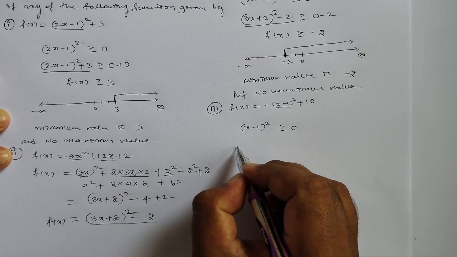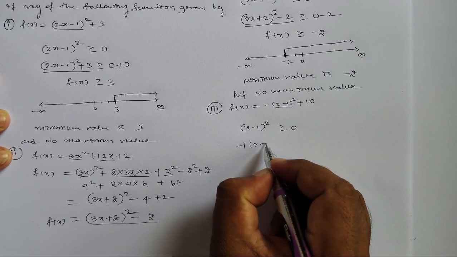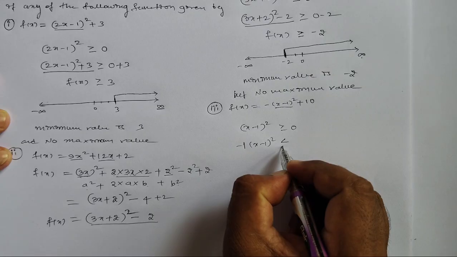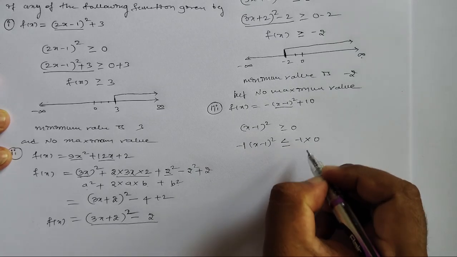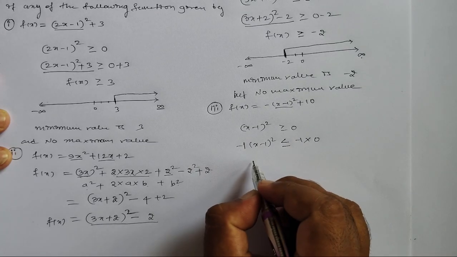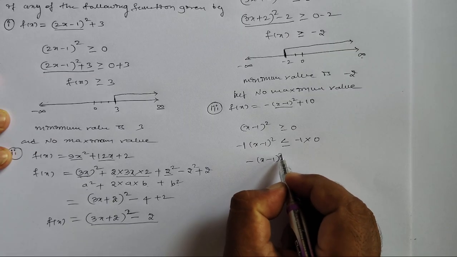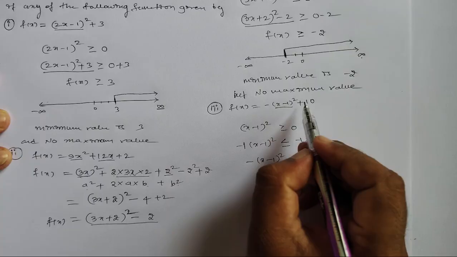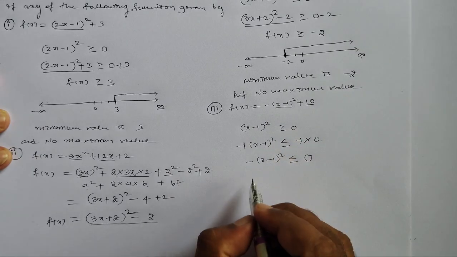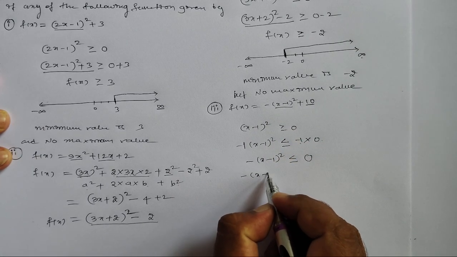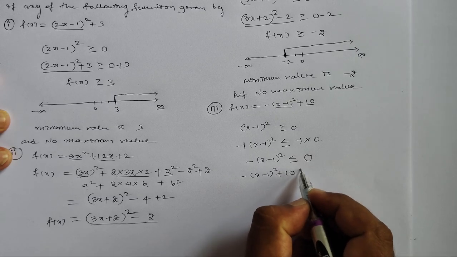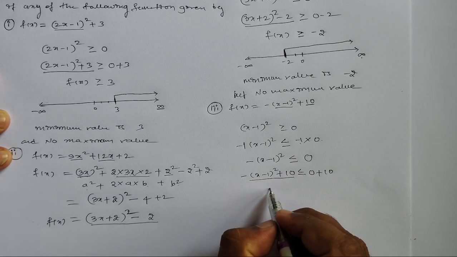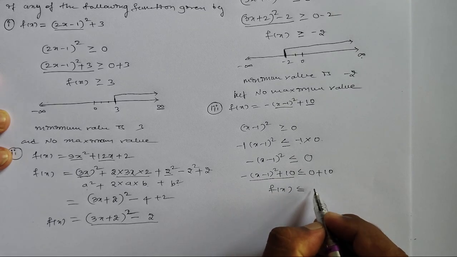So I will multiply by minus 1 on both sides: minus 1 into x minus 1 whole square. The inequality changes. Greater than or equal to 0 becomes less than or equal to 0. Minus 1 into 0 is 0. So minus x minus 1 whole square is less than or equal to 0. Now I will add 10 on both sides. Minus x minus 1 whole square plus 10 is less than or equal to 10. So this is the function f of x, and f of x is less than or equal to 10.